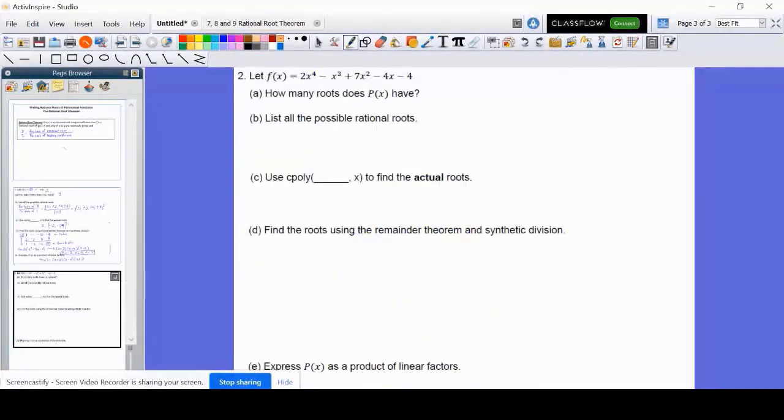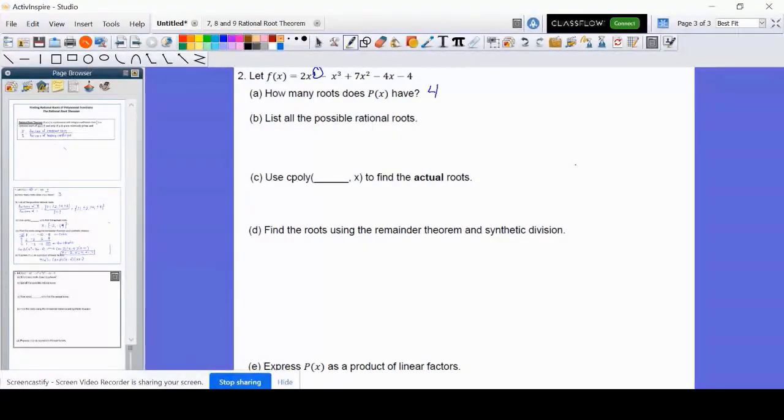Okay, so let's do one more. Here, f of x is 2x to the fourth minus x cubed plus 7x squared minus 4x minus 4. How many roots does this have? Well, the highest power of x is 4, which means this has 4 roots.